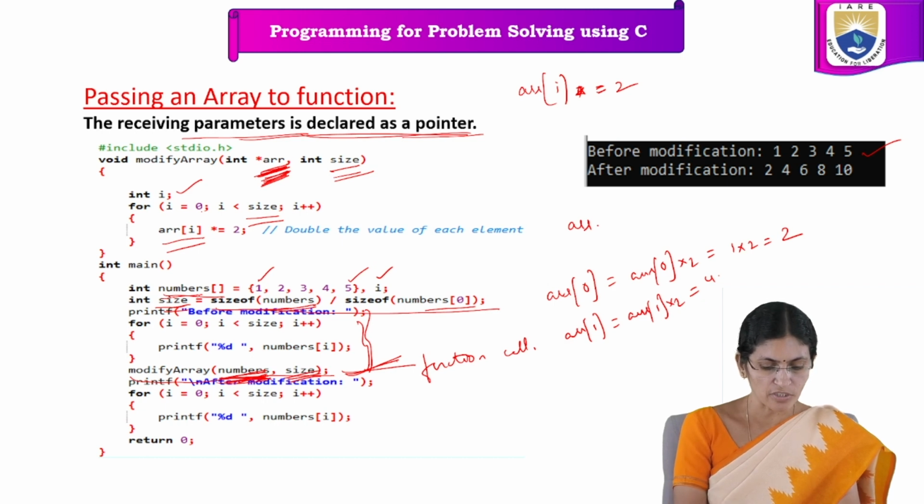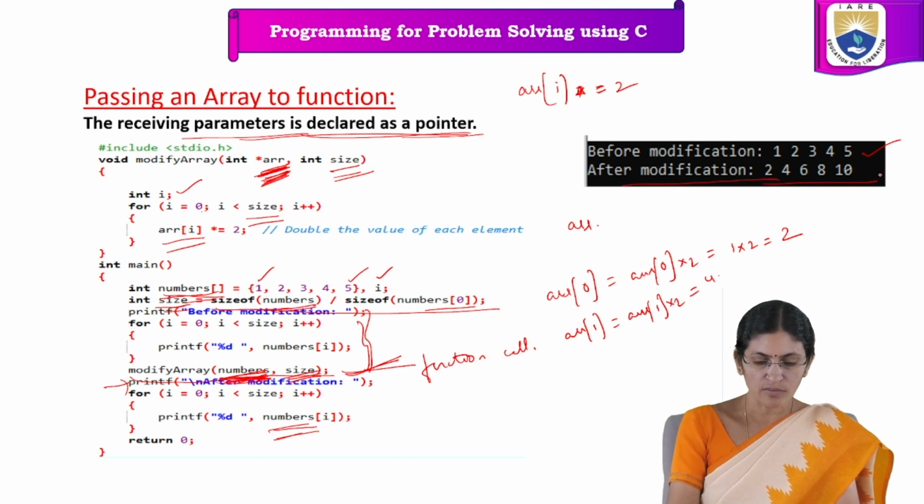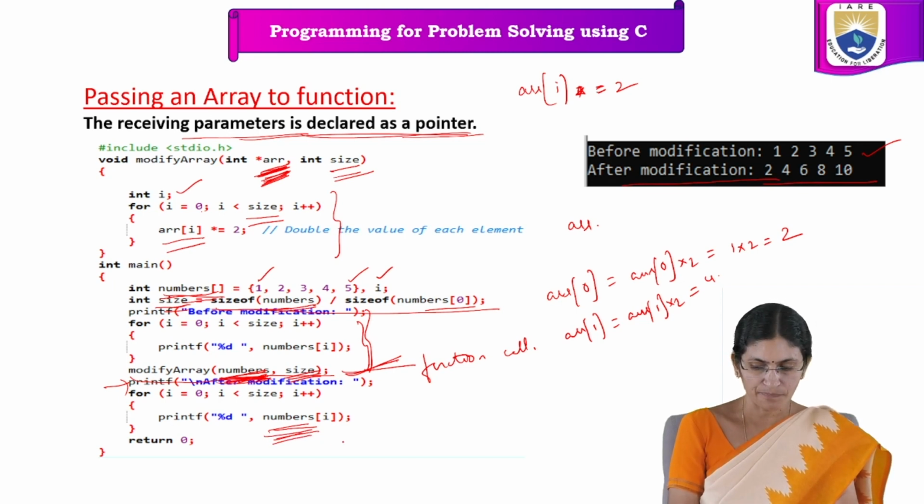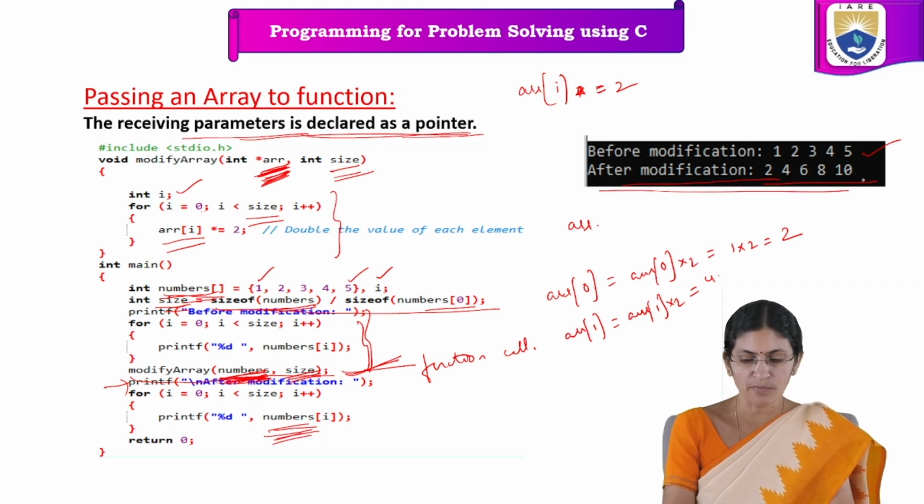So after modification, when these statements are executed and then this statement is printed, if we are printing this array, the array we have declared here, you can see that after modification, whatever we have done in the function definition will be applicable to this array, numbers of i. So this is the output of this program. So this is the pass by reference method.